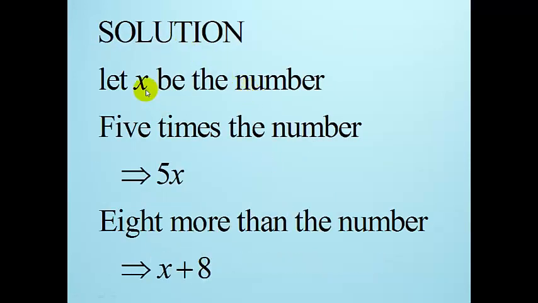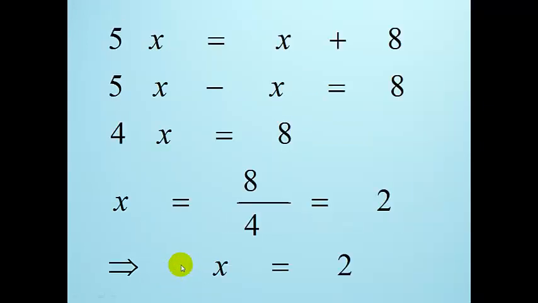Solution. Let x be that number. 5 times the number implies 5x. That if x is the number, then 5 times the number will be 5x. 8 more than the number implies x plus 8. That is 8 more than the number. Now from the question, 5 times the number is equal to 8 more than the number. That means that 5x equals x plus 8.